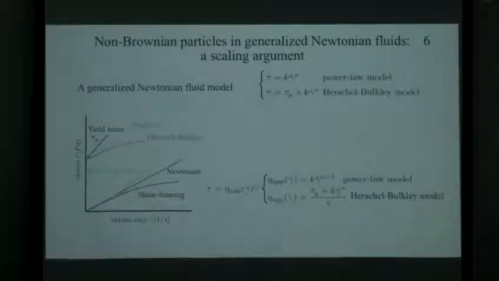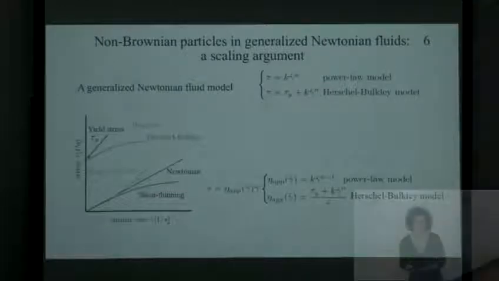Imagine that you have a suspending fluid whose rheology can be expressed by generalized Newtonian laws. In the case of shear thinning or shear thickening fluid, you can adopt the power law model, that is, the stress in the suspending fluid is the consistency times shear rate to the power of n. N smaller than 1 is going to give you a shear thinning suspending fluid, meaning that viscosity drops as you increase the shear rate.